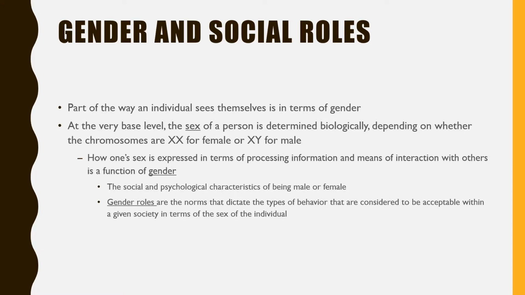So, gender and social roles are important because they make up part of the ways that an individual sees themselves. And at the very base level, we have sex, which is the biological, chromosome-based definition of who you are as a person. But the ways in which we express this biological sex in terms of processing information and how we interact with people is part of gender. And there are social and psychological characteristics of being male or female. And gender roles are the norms that dictate the types of behavior that are considered to be acceptable within a given society in terms of the sex of the individual.